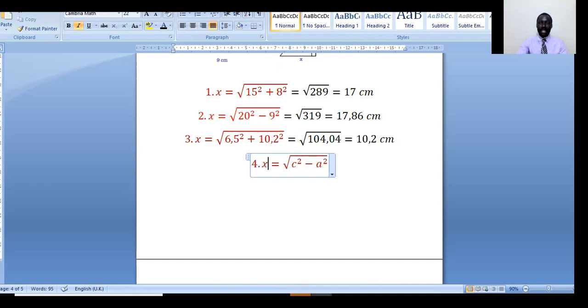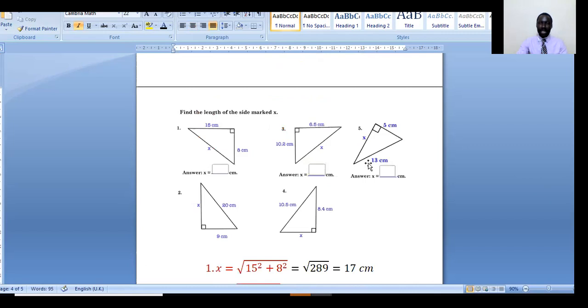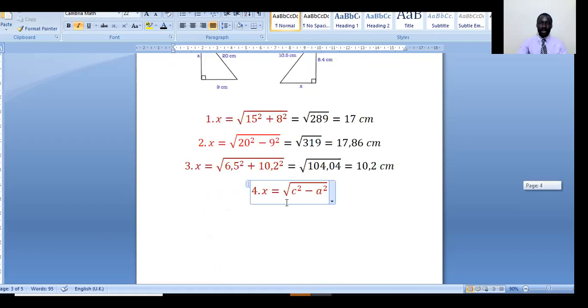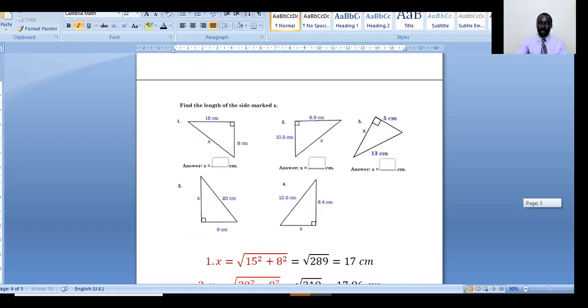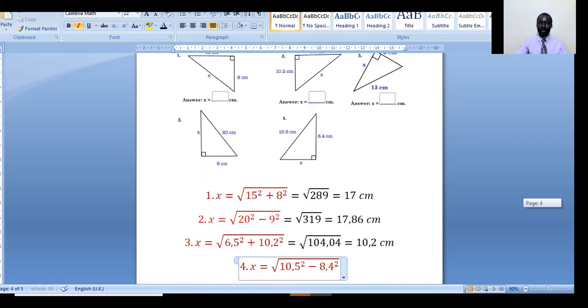What is c in this case? C represents the longest length, which in this case is 10.5. Then this other length for A, which is 8.4. We substitute them right inside there, 10.5 for C. So we'll be having here 10.5. Then for A, we have 8.4. Yes, that's what we have. 10.5 for C and 8.4 for A.